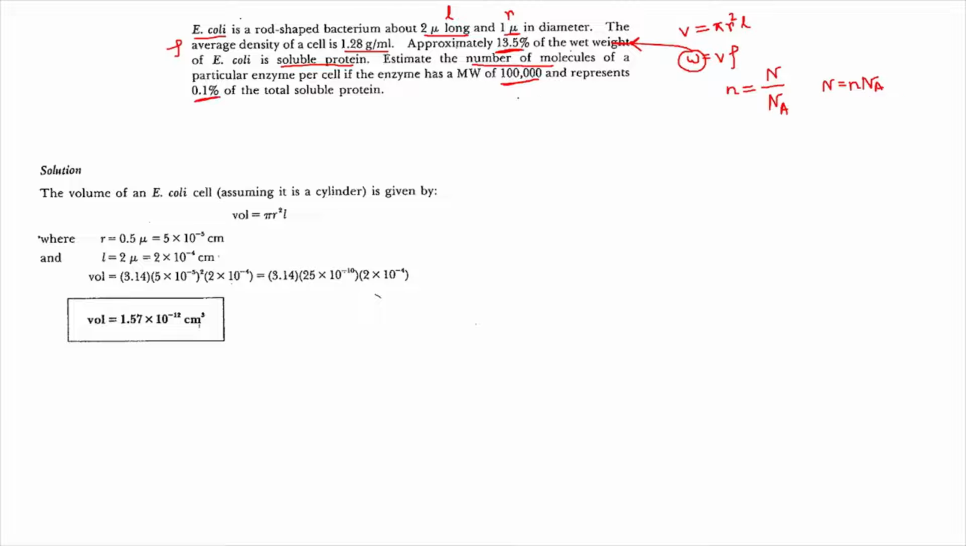So here, as you can see, first we have calculated the volume. This is the radius, 0.5 micrometer, because the diameter was 1 micrometer. So it will be half of that, and we have calculated the radius in centimeter and the length also in centimeter. So the volume comes out to be 1.57 × 10 to the power of minus 12 centimeter cube. So this is the volume. This is the first step of calculation.